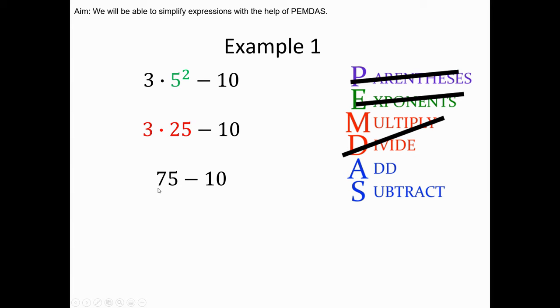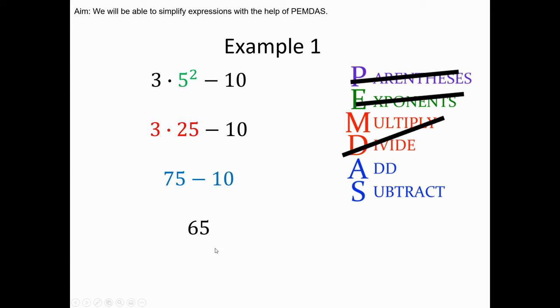Now I only see addition and subtraction. So I'm looking at 75 minus 10. Oh, that's subtraction right there. So I'm going to do 75 minus 10. Now that we have a single number, we know that we are fully simplified. There's nothing else we can do. So it turns out this whole expression we had at the start is just the number 65. That doesn't seem too bad, right?